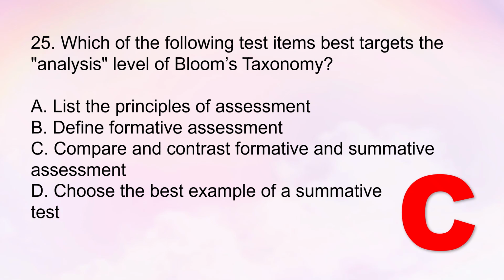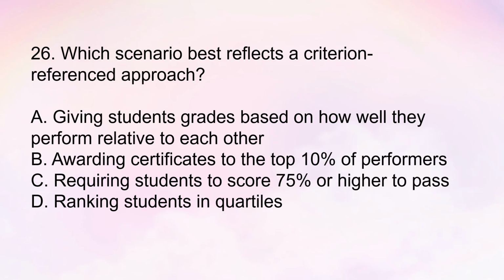not analysis. Number 26, which scenario best reflects a criterion reference approach? Letter A, giving students grades based on how well they perform relative to each other. Letter B, awarding certificates to the top 10% of performers. Letter C, requiring students to score 75% or higher to pass. Or letter D, ranking students in quartiles.